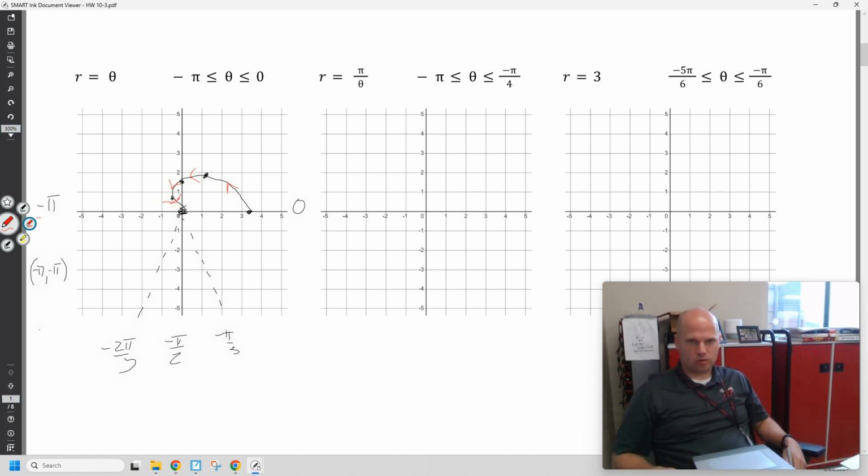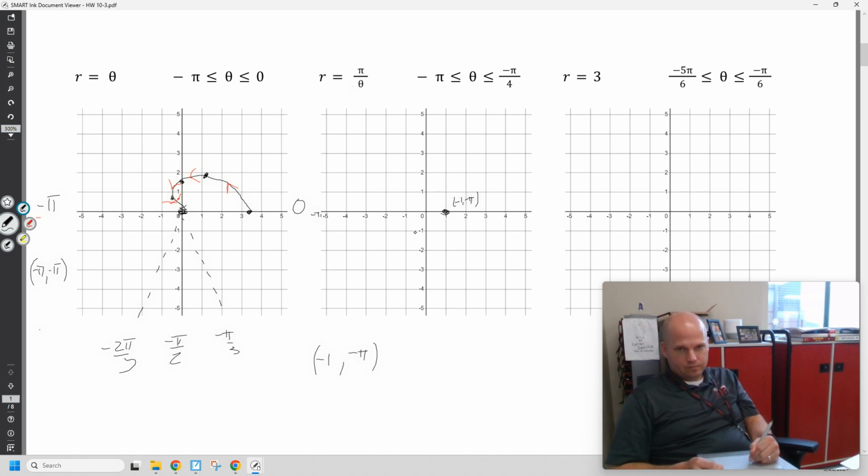Not spiraling outwards is what we're used to. Another one. If your angle is negative pi, your radius is negative 1. So if your angle is negative pi, pi divided by negative pi is negative 1. That is the point negative 1, negative pi in polar form.